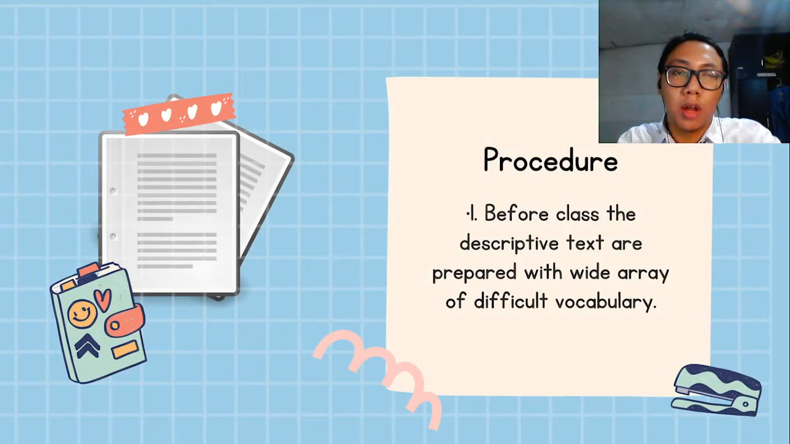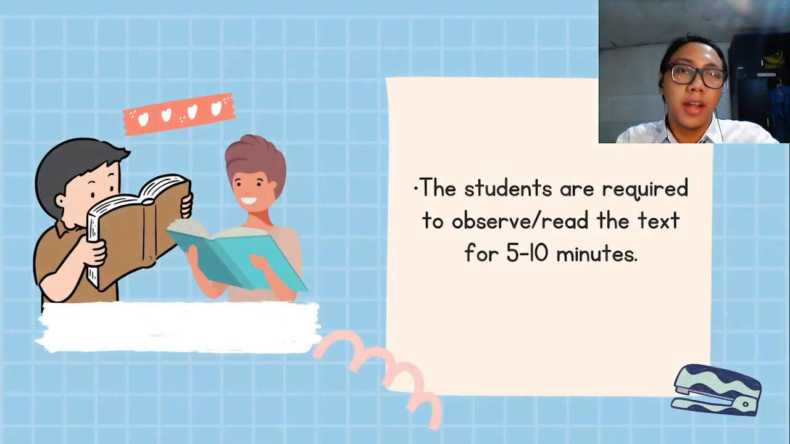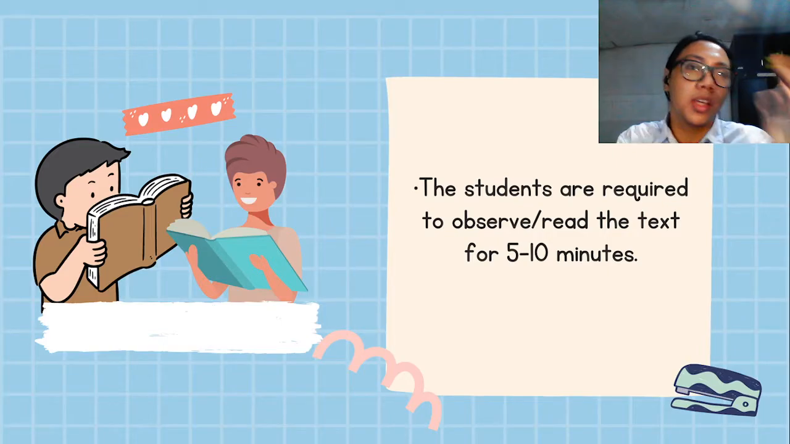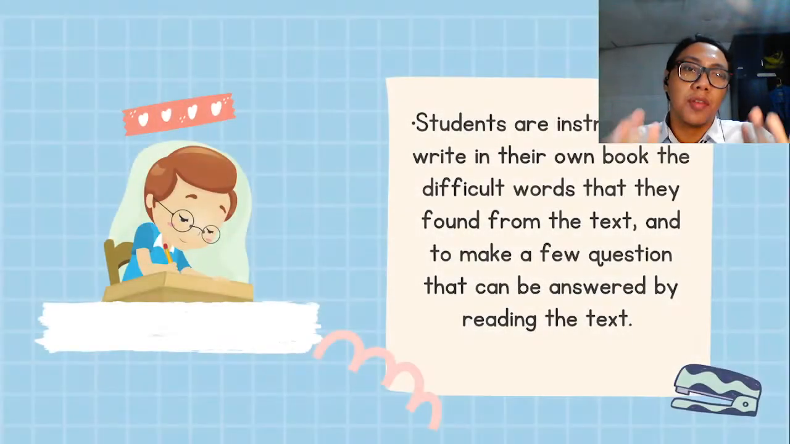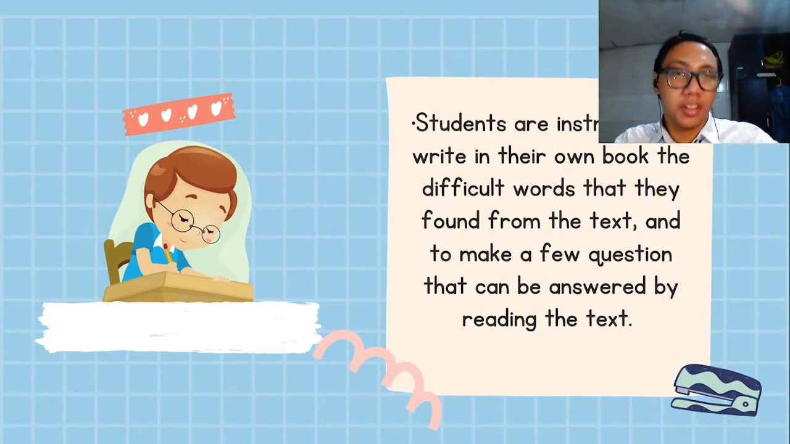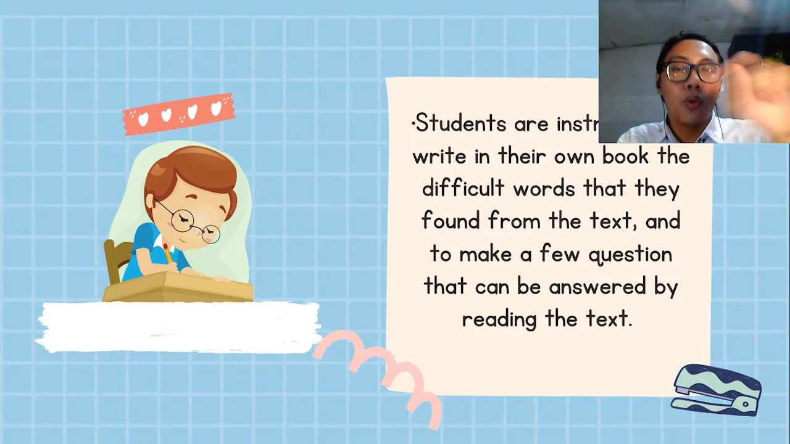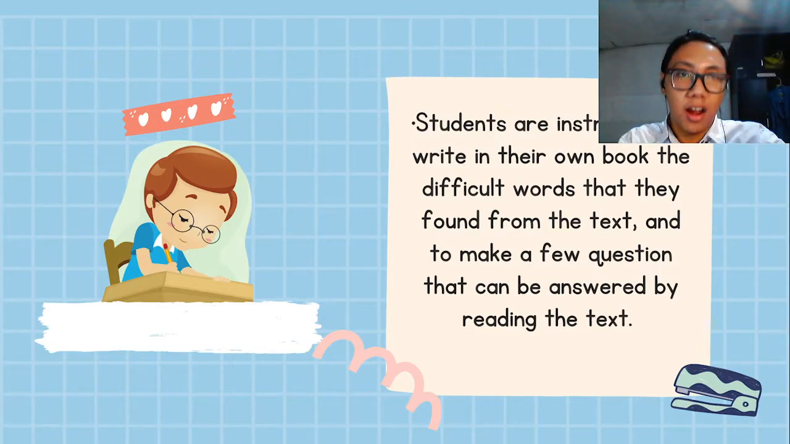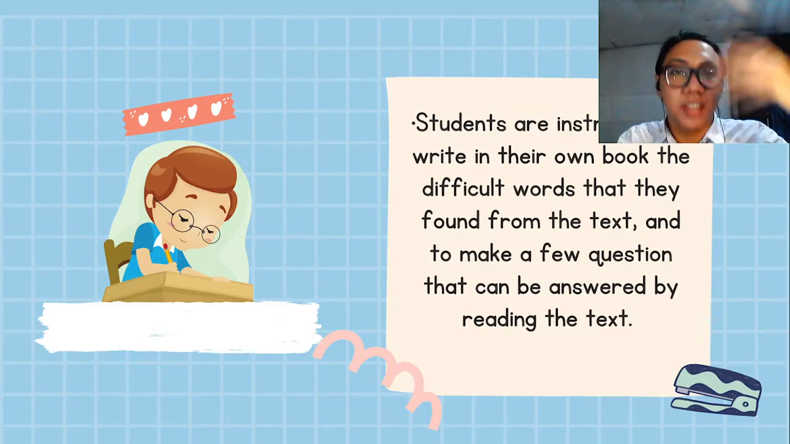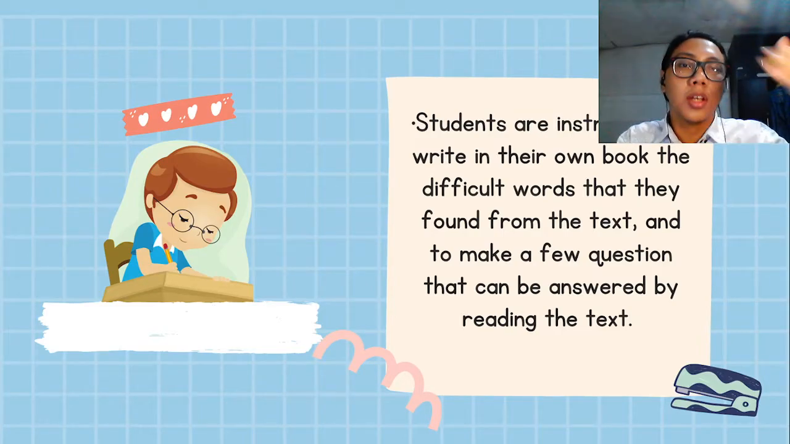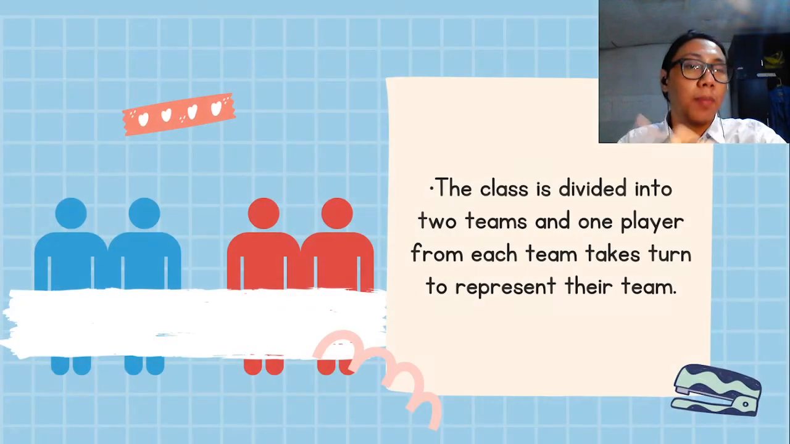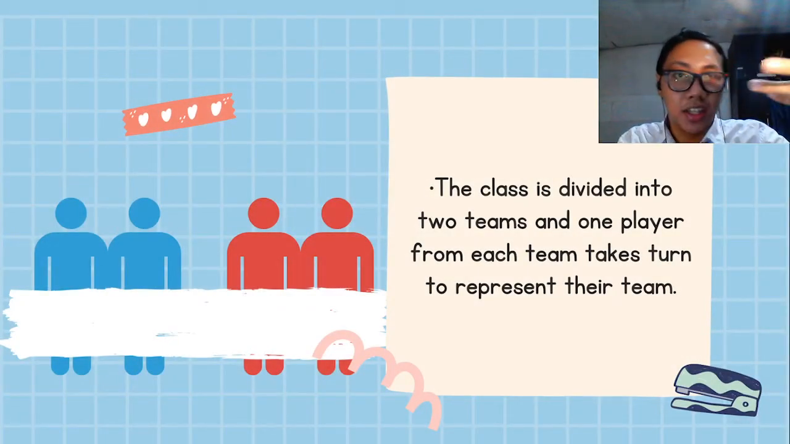So we are going to talk about the procedure of the method itself. We have to prepare a descriptive text with a wide array of difficult vocabulary. Then the students are required to read roughly 5 to 10 minutes of the text itself. After that, we instruct the students to write down the words that are hard and to make questions from the descriptive text itself. That is the think part of the strategy.